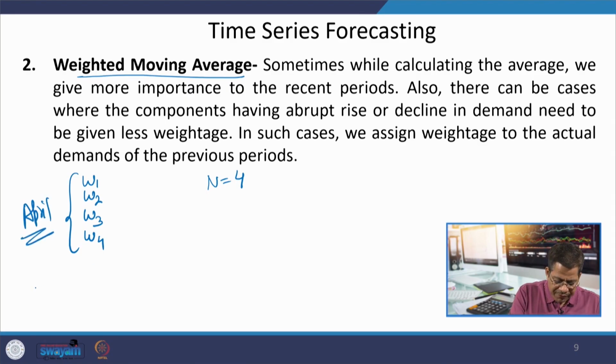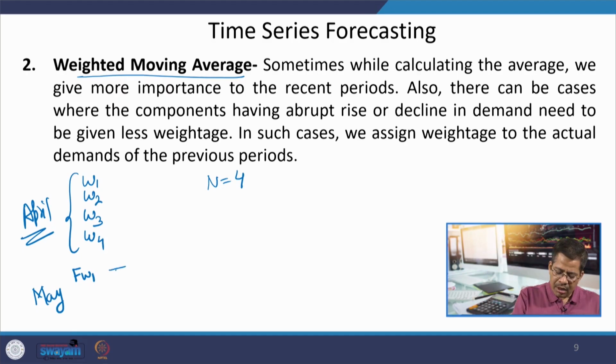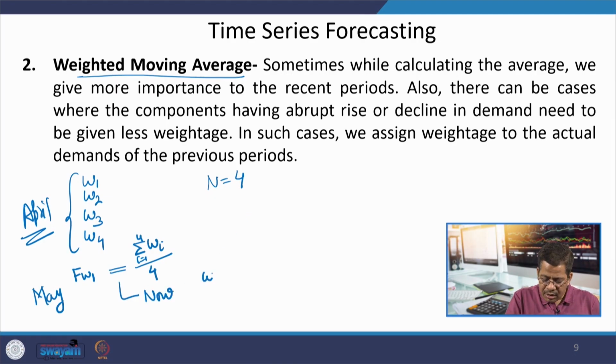So, if I am looking for the forecast for the first week of May, in this case earlier it was simply the sigma Wi, i equals to 1 to 4, divided by 4, but now I will have W4 and a weight alpha 4, plus W3 alpha 3, plus W2 alpha 2, plus W1 alpha 1.